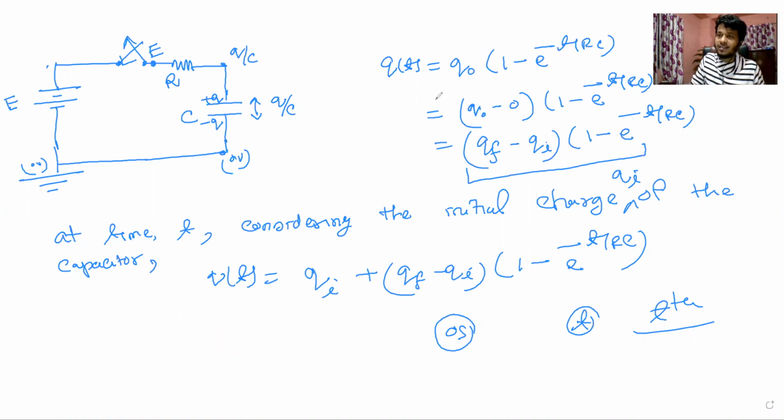And what is Qt here? Qt is the gained charge at time t. Fine. But if the initial charge is 0, then Qt will be what? The total charge on the capacitor, isn't it? Yes sir. If the initial charge is 0, that means if the value of Qi is 0, then this part will be equal to this, isn't it? Yes, sir. স্যার, গেইন চার্জটাই হবে স্যার টোটাল চার্জের সমান.